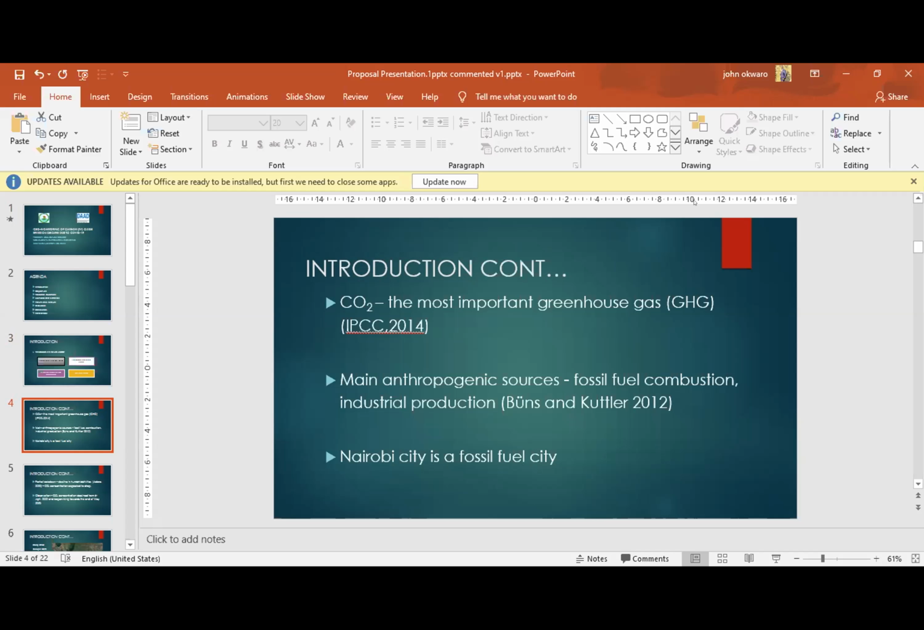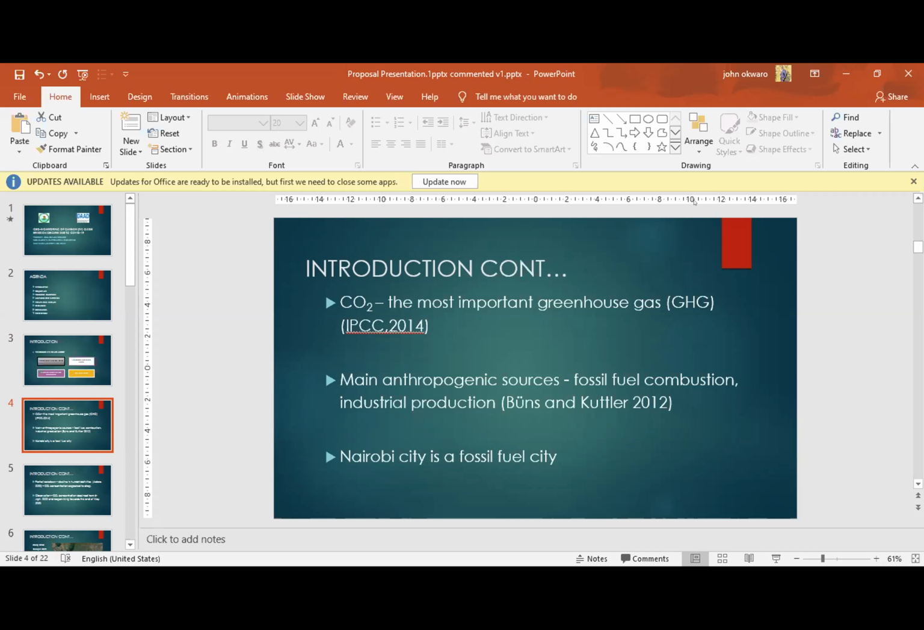The main source of this is fossil fuel combustion. Fossil fuel has become a problem because when we talk of air pollution, I think we cannot leave fossil fuel out. Here we have carbon monoxide being emitted, there's methane also, then there's nitrous oxide. But this research will focus on carbon dioxide and its effect.